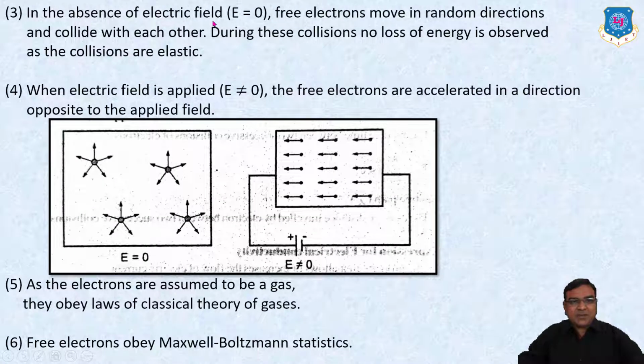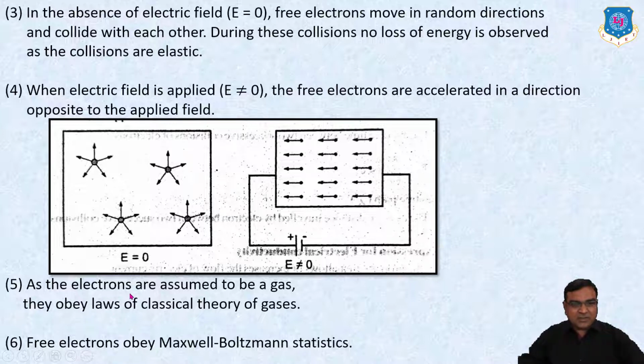In the absence of an electric field, meaning E is equal to 0, the free electrons move in random directions and collide with each other. During these collisions, no loss of energy is observed as the collisions are elastic. When an electric field is applied, E is not equal to 0, and the free electrons are accelerated in a direction opposite to the applied field. So when we apply the field, the electrons move in the opposite direction.